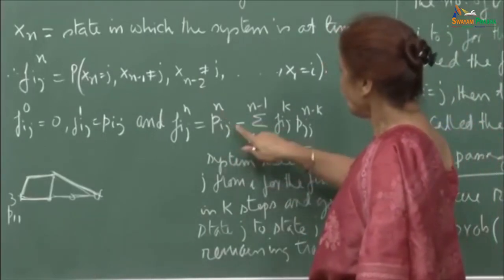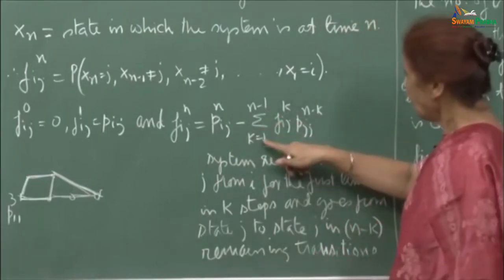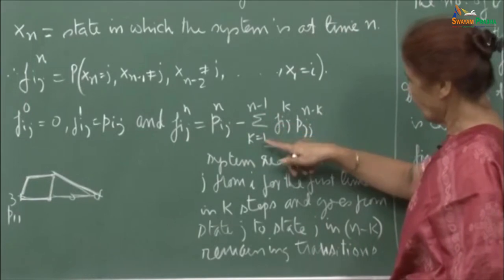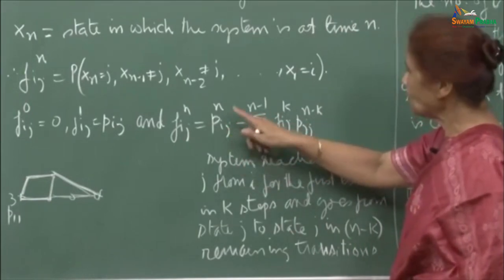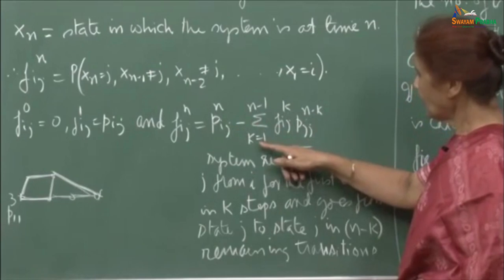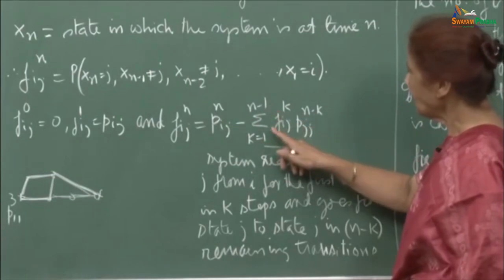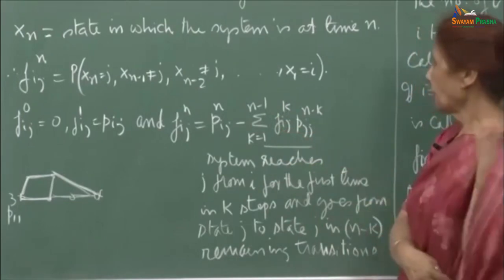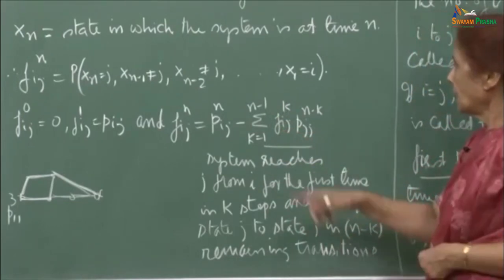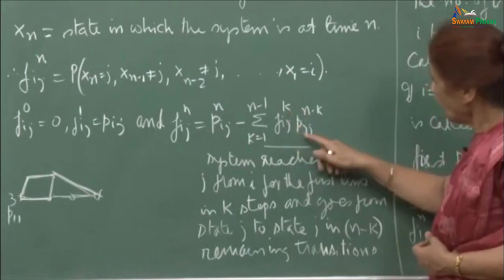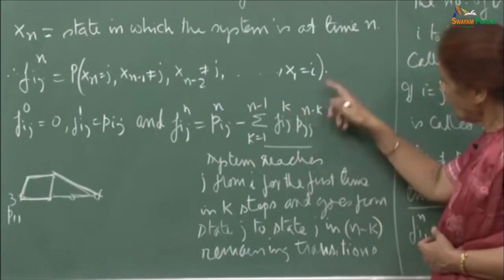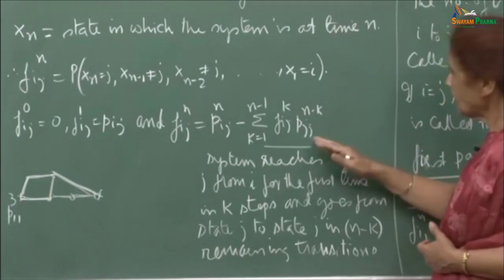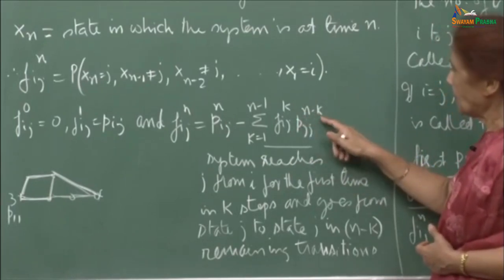So, Pijn minus the sum over k varying from 1 to n minus 1, because you want to reach for the first time from i to j in n steps. So, your k can be allowed to vary from 1 to n minus 1 only, and then this will be Fijk. So, for the first time you have visited from i to j in k steps, and then once you reach j, you can go to many other states, come back to j or stay in j, whatever it is, in n minus k steps.